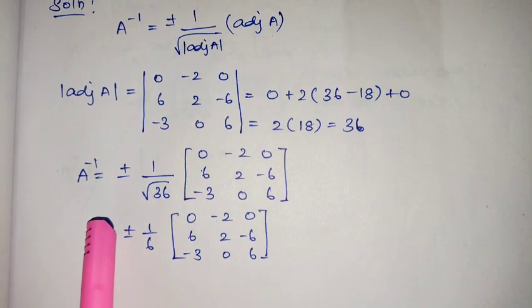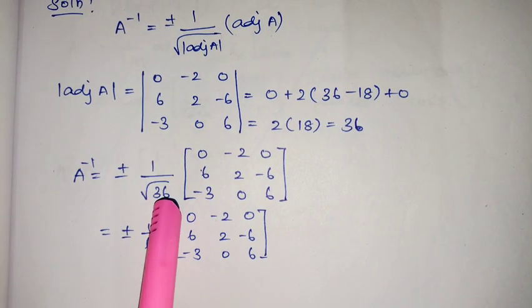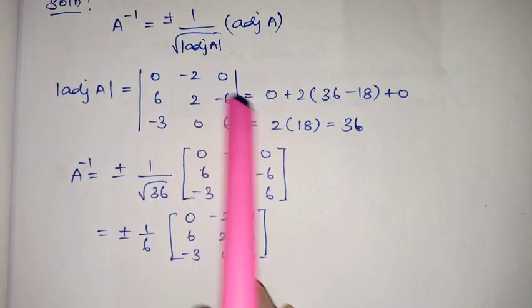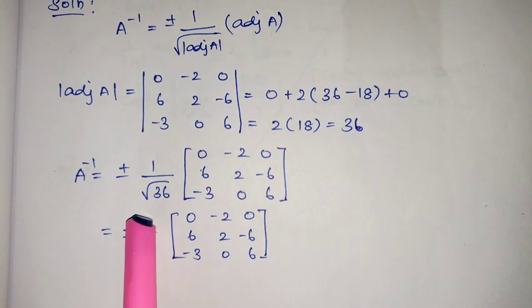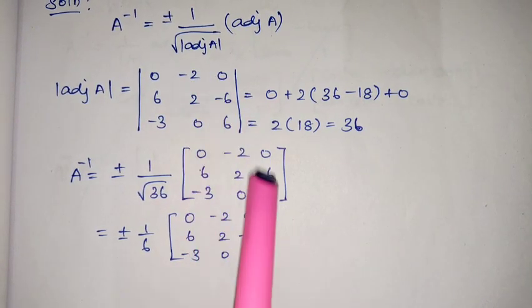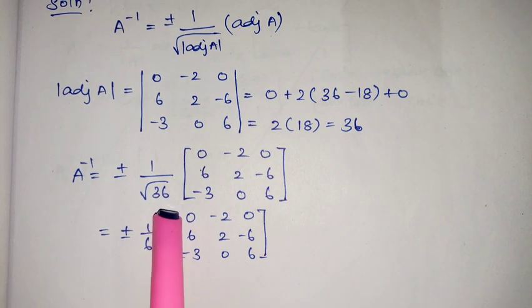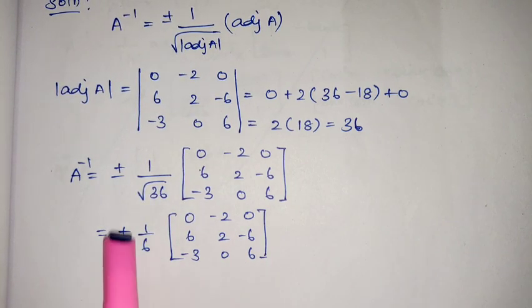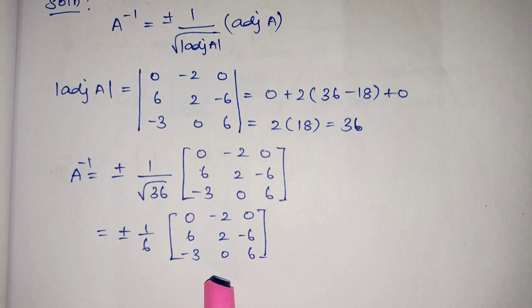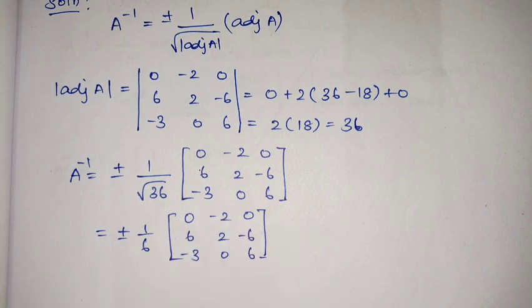And A inverse is equal to what? Plus or minus 1 by root of determinant of adjoint A. Determinant of adjoint A is 36. So root 36 into the adjoint A matrix is written here. Root 36 is nothing but 6. So plus or minus 1 by 6 into the given adjoint A matrix. And that's all. This is the answer.